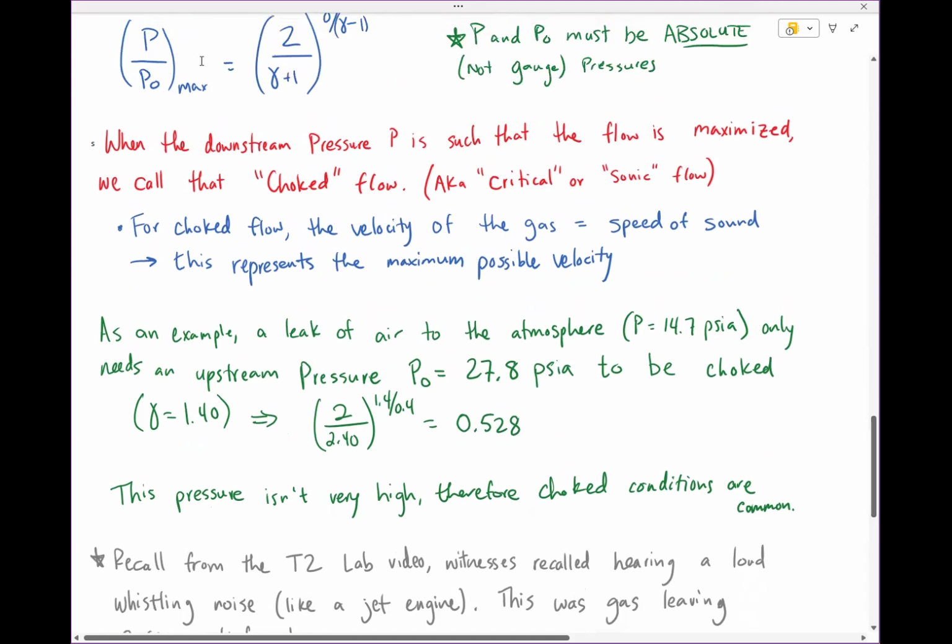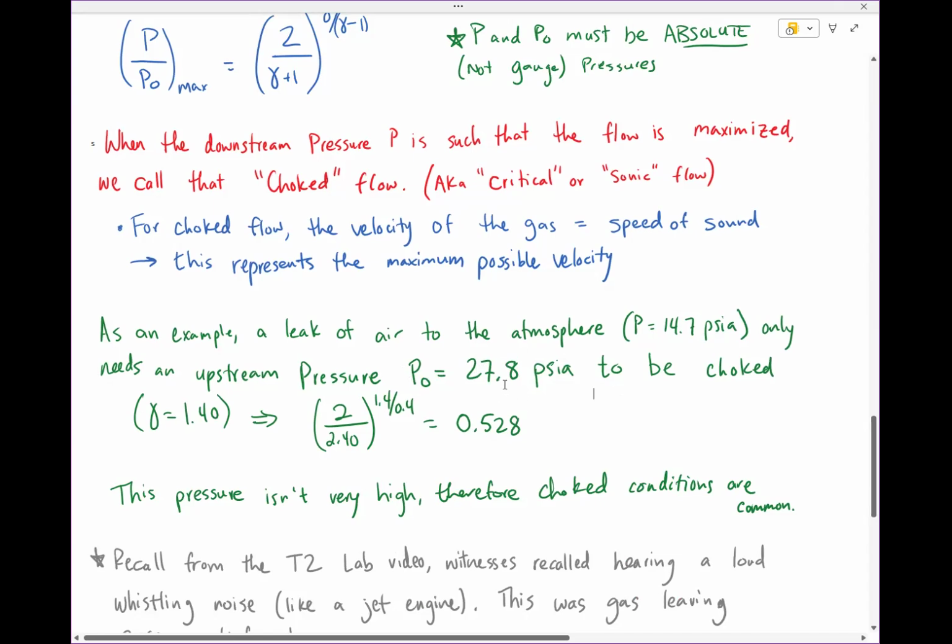What I've done here is I've rearranged this equation. I brought P0 over to this side, and then I brought this entire term down to this side. So I have P over this whole right-hand side. And that's how I'm obtaining a P naught, which is, again, the pressure inside the vessel, of 27.8 psi in order to be choked. This is not a very large number, and therefore, again, choke conditions are common.